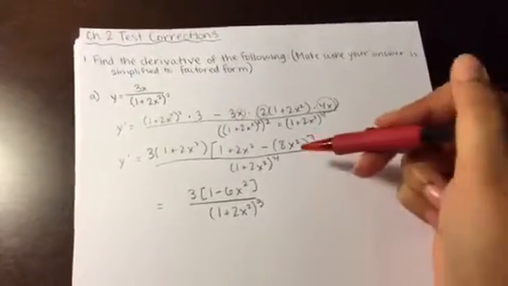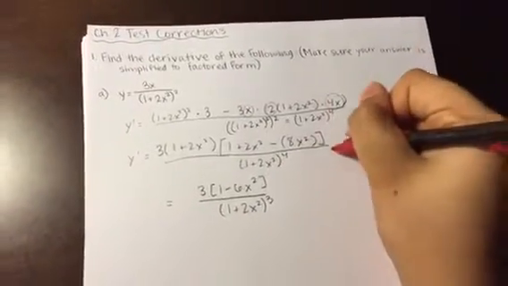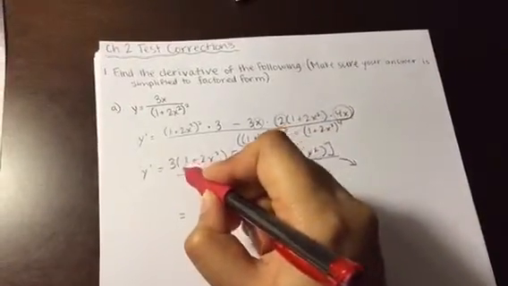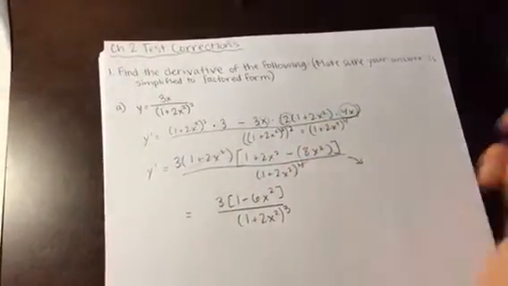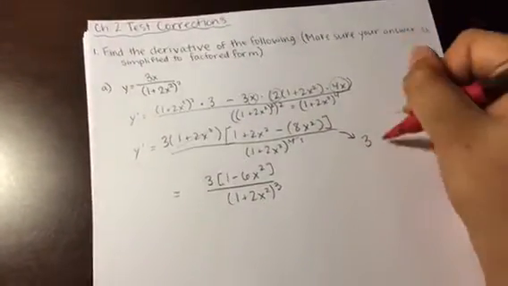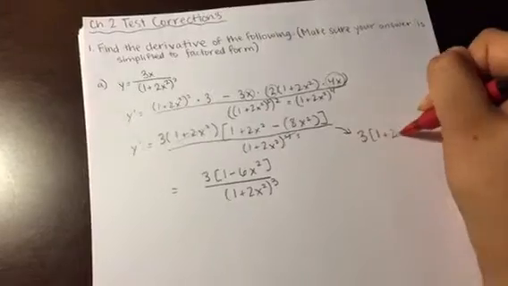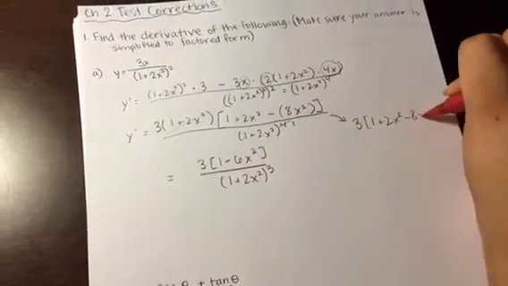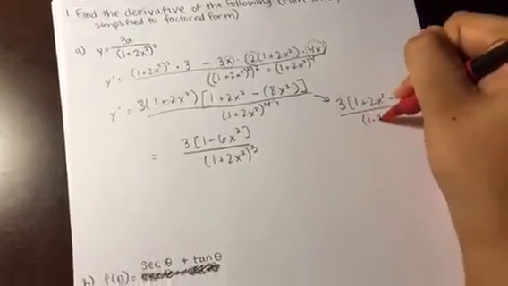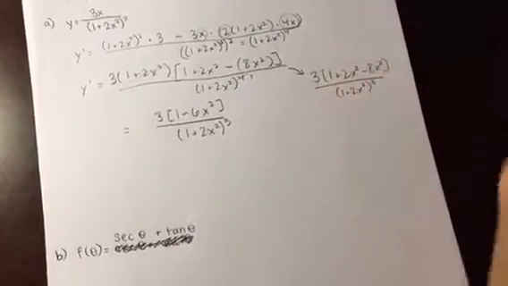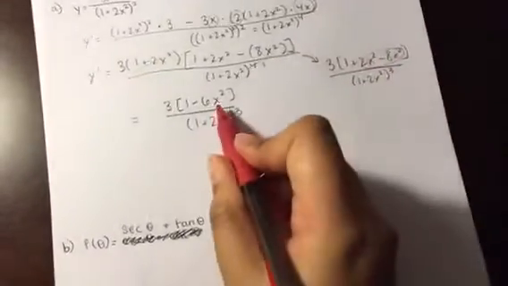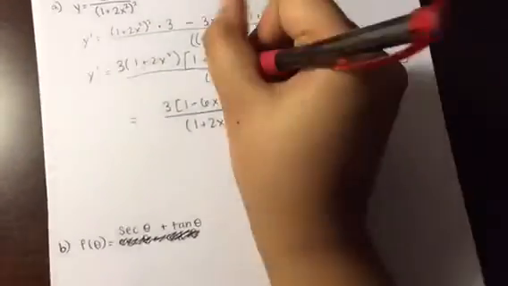To get from here to here, you basically just reduce this and this. So this becomes a 3, and what you're left with is 3 times 1 plus 2x squared minus 8x squared over 1 plus 2x squared to the 3rd. And then you just do this part, and that brings you to this. So that's your answer.